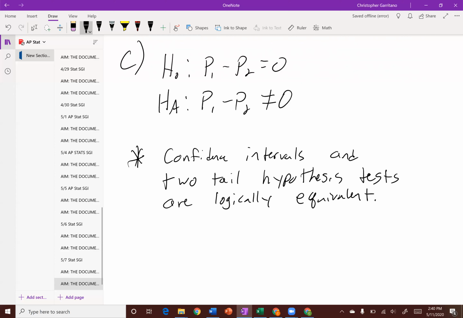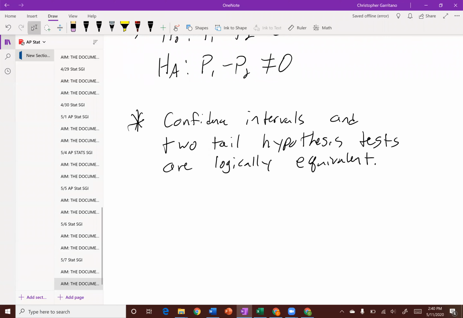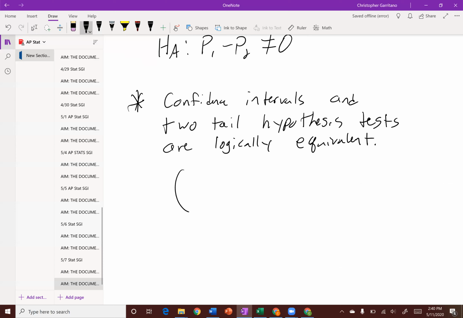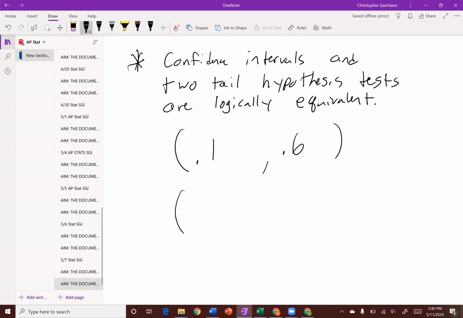Let's say hypothetically, we're trying to see if there's a difference between two proportions, and I end up building a confidence interval and I get 0.1 to 0.6. In this situation, we would say that it is feasible that there is in fact a difference between the two proportions because 0 does not exist within this interval. On the other hand, if we were building a confidence interval for the difference between two population proportions and we got negative 0.1 to positive 0.1, then we would say that this is actually evidence to suggest that there is no difference because 0 exists within the interval, right?